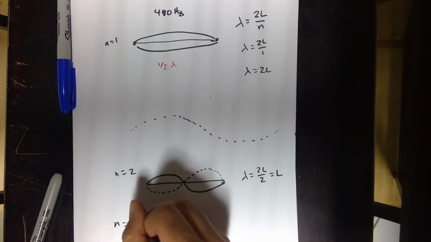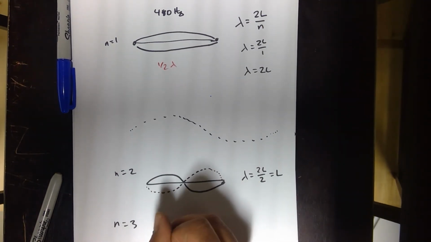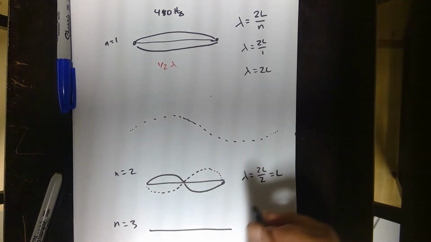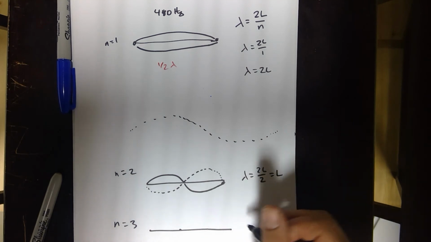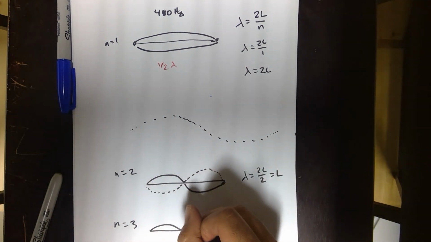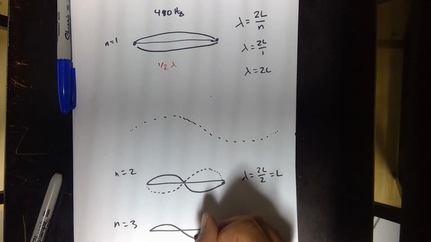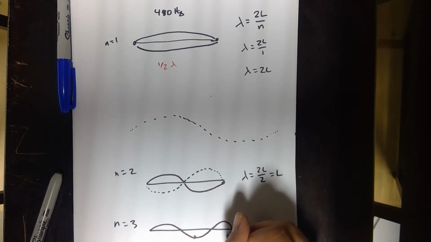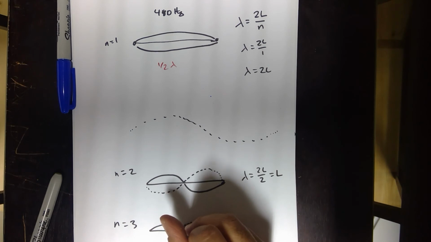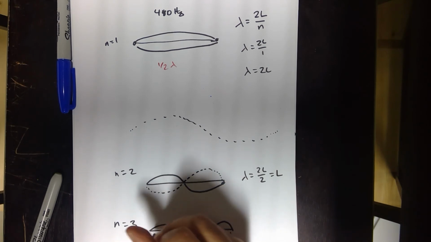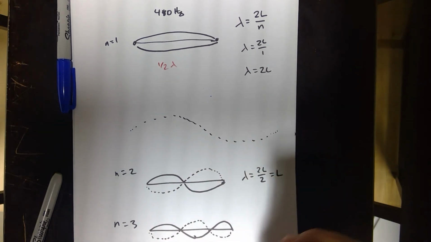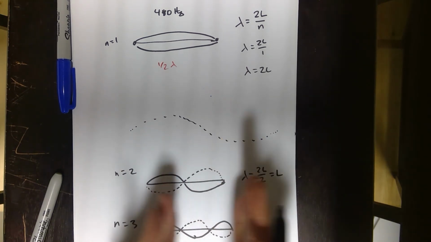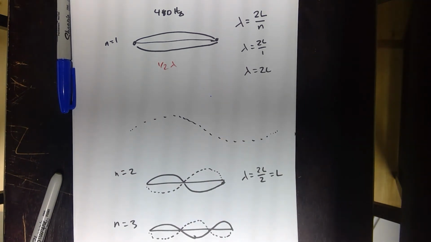If you're doing n equals 3, that's going to be 3 loops. And let me try and draw this effectively. If you were doing this in slow-mo, you might see the string look like this, or you might see it look like this. But if you're seeing the blurry view in real time, you're going to get 3 loops here. And so you actually get 1.5 wavelengths. It's always 2 loops per wavelength, then you get another half wavelength here.